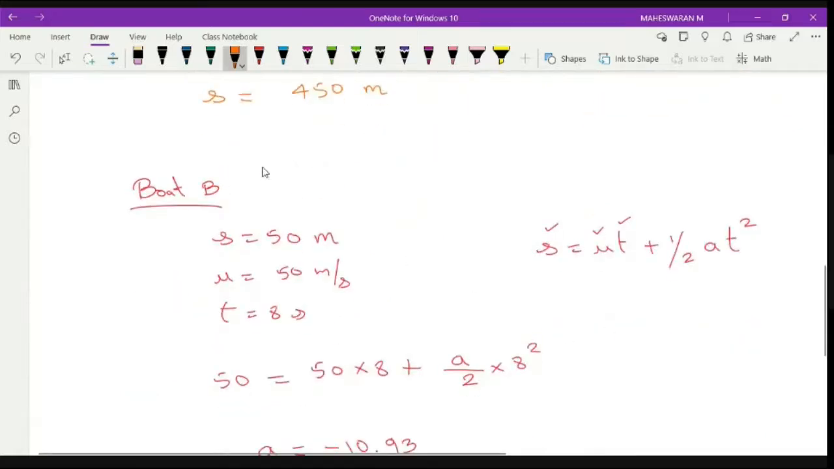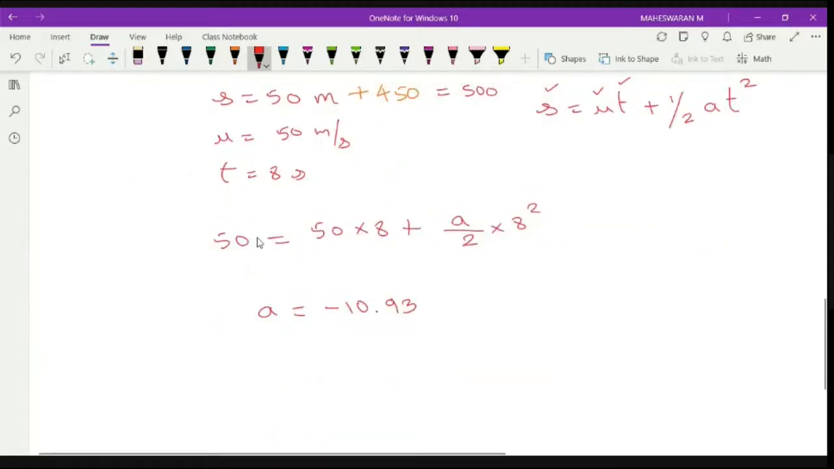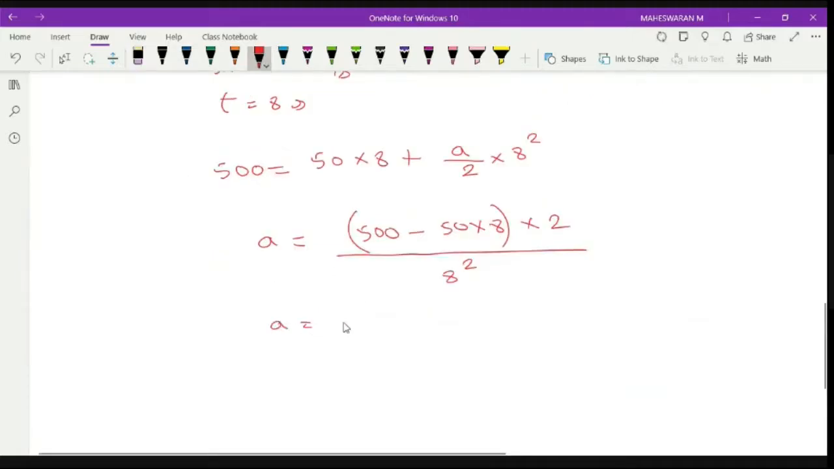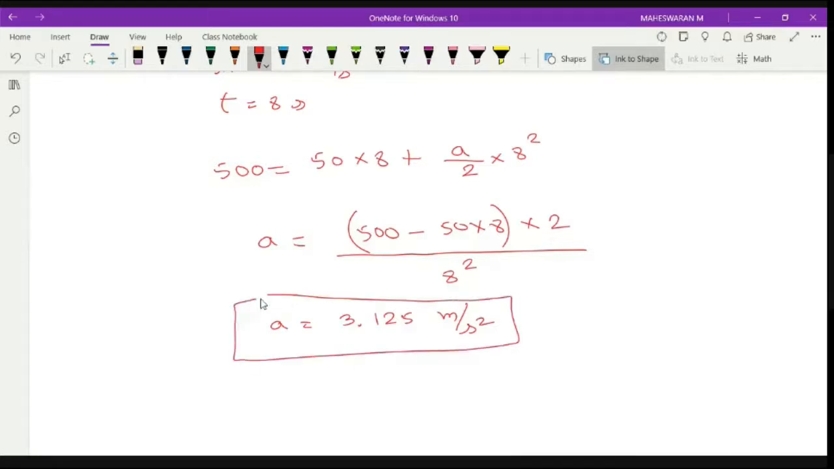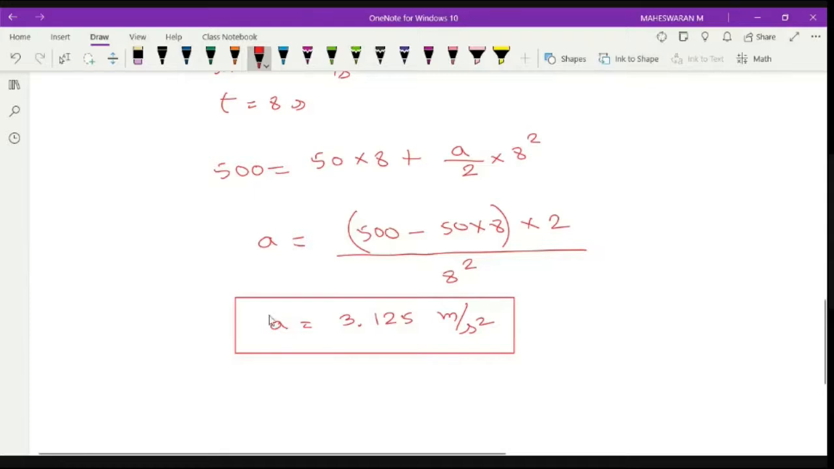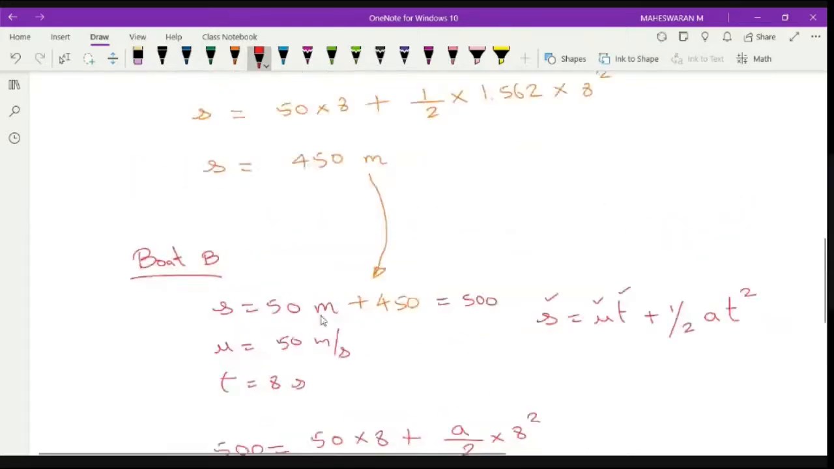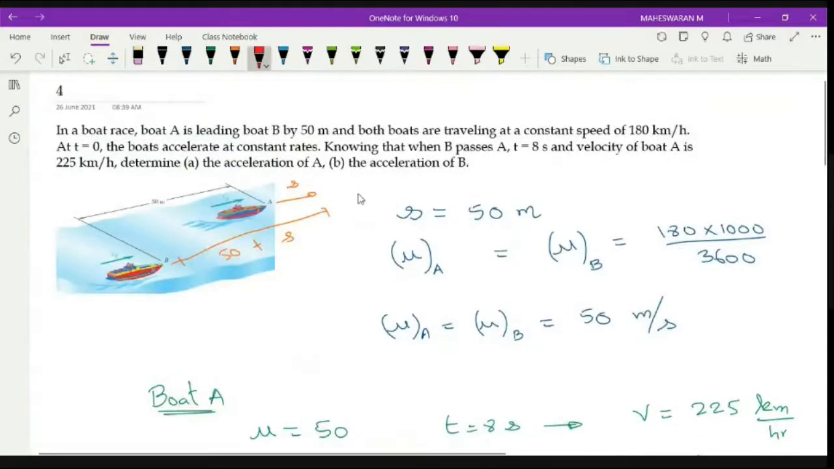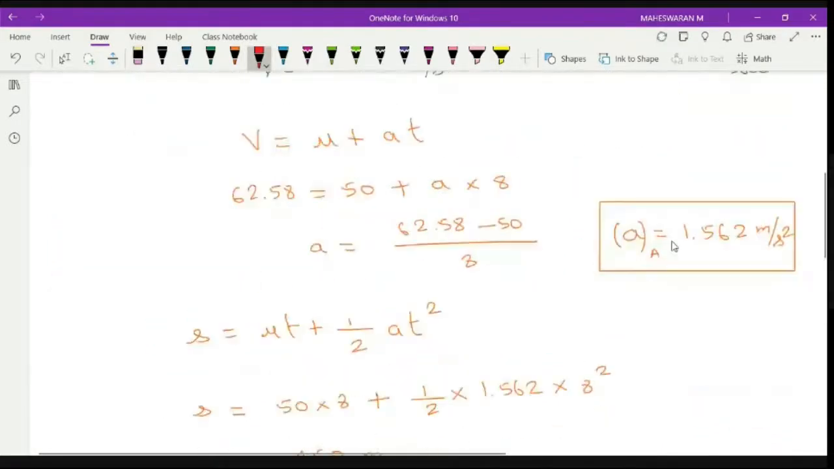So in this case, now your B should be 450 plus 50, right? So that will be the total S distance which has to be traveled, which is 500, right? So S has to be 500. So I have put another zero here. That's it, right? So what is the value now? So your A is 3.125 meter per second square, right? This is the value for boat B. As the question asks, they ask only for acceleration. So we have completed, we identified for both.